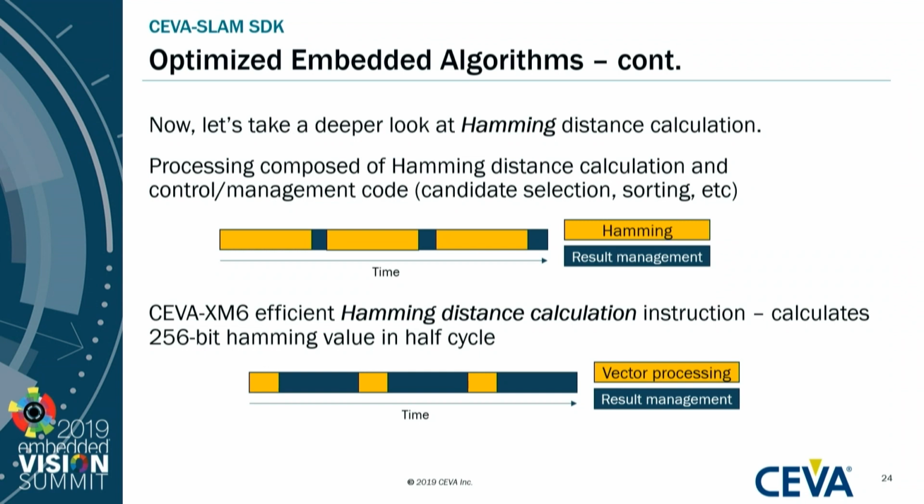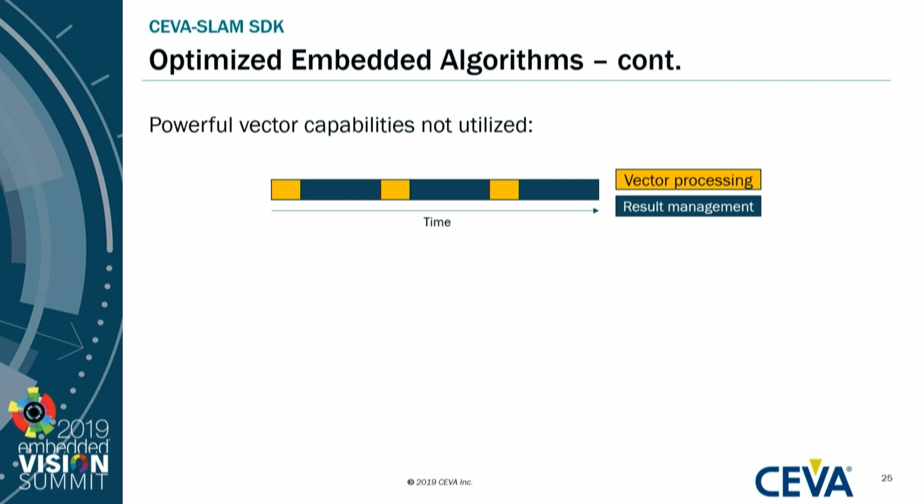Let's take a look at the timeline of such a process. Hamming distance calculation is in orange, while other calculations are in blue. The CEVA XM6 efficient Hamming distance calculation instruction can calculate a 256-bit descriptor in only half a cycle. That's very fast. Now Hamming distance is calculated very fast in the DSP, but we are left with a significant amount of management scalar code overhead.